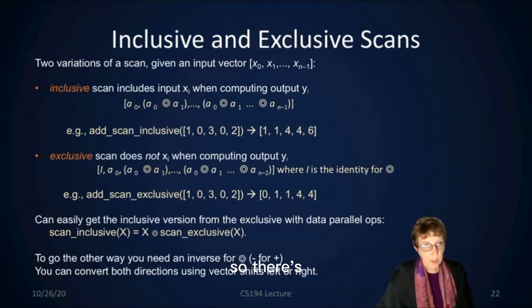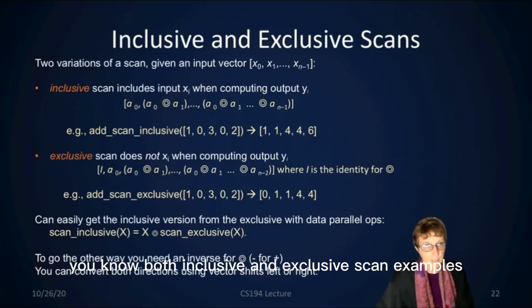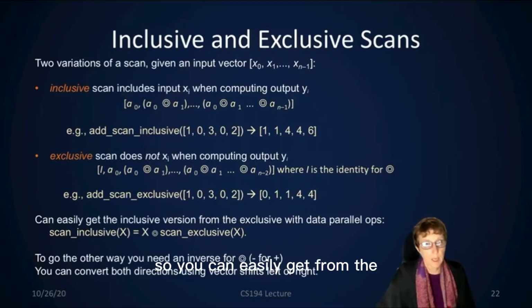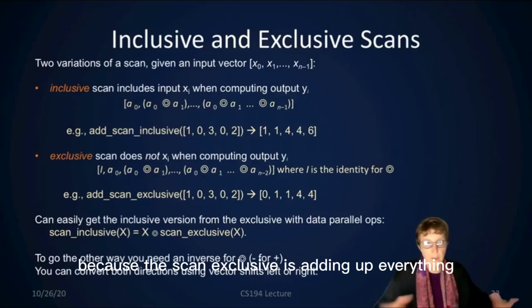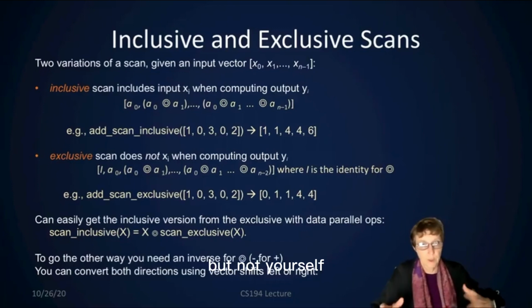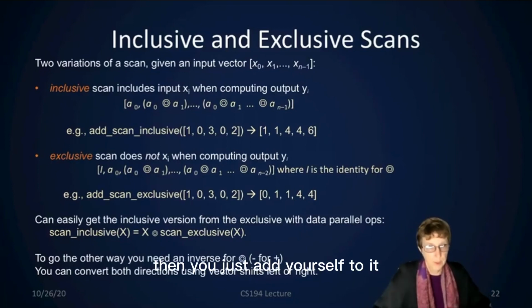And so there's both our inclusive and exclusive scan examples. So you can easily get from the exclusive to the inclusive by just adding the vector itself onto the result of the exclusive, right? Because the scan exclusive is adding up everything, say, to your left, but not yourself. Then you just add yourself to it, and then you'll get the scan inclusive.